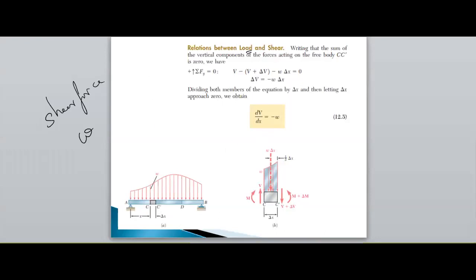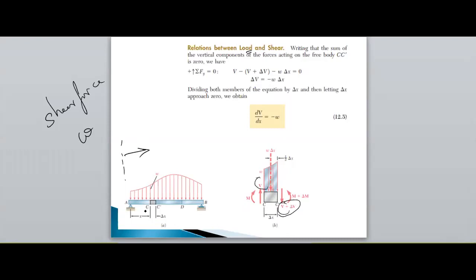So the shear force is V on one side, and V plus delta V is the shear force on the other side, because the shear force will be increased due to this UDL on the other side. So a small length dx is available, therefore the shear force on the other side will be increased. I am moving from the left hand side to right hand side.